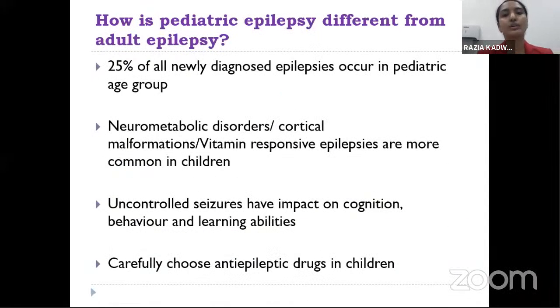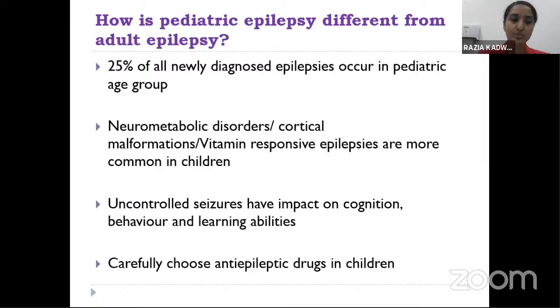So when we compare pediatric epilepsy with adult patients, we know that we are dealing with a different kind of etiology. We come across neurometabolic disorders, cortical malformations and genetic epilepsies more in children as compared to adults. Seizures in childhood do not only have an impact on self-esteem and are associated with behavioral issues, but they have a significant impact on cognition, learning ability, as well as the quality of life of the child. They also have a significant impact on the family's well-being, so those aspects also need to be taken care of.